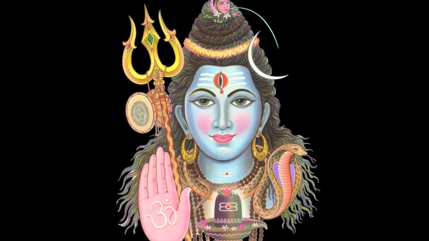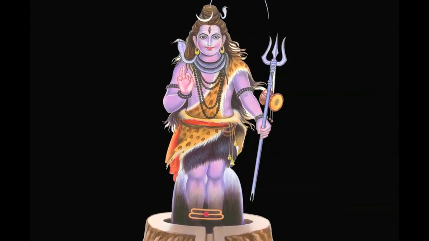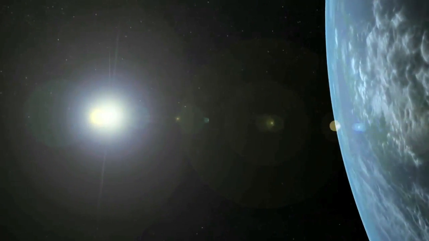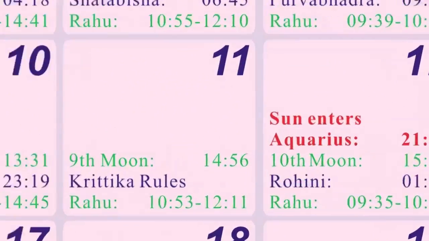A special Shivratri occurs once each year and is known as Maha Shivratri, or the Great Night of Shiva. This occasion occurs during the 14th waning phase of the moon when the sun enters Aquarius.